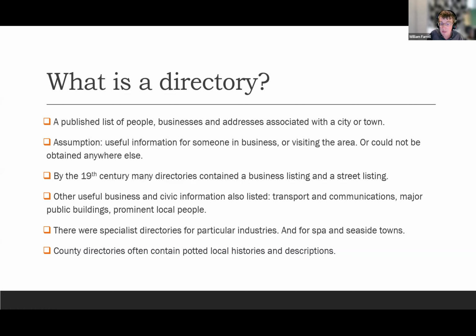The county directories for the countryside often contain potted local histories and descriptions. That's not a feature of the ones for London and Manchester and Birmingham, because the directories have become so big that they were cramming as much factual information in as possible. But actually the county ones retain quite a lot of local history and kind of interesting descriptions of county towns all the way through the 19th century, and can be a nice source in their own right.